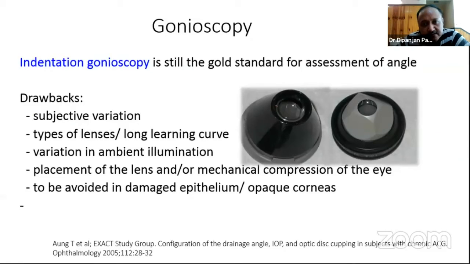Indentation gonioscopy is still the gold standard for assessment of the angle, simply because it can assess occludability much more easily. But there are drawbacks: there is subjective variation, the types of lenses are different, there is a long learning curve, and there may be variation in ambient illumination. Placement of the lens or mechanical compression can make a difference. And we need to avoid it in damaged epithelium and opaque corneas and things like that.